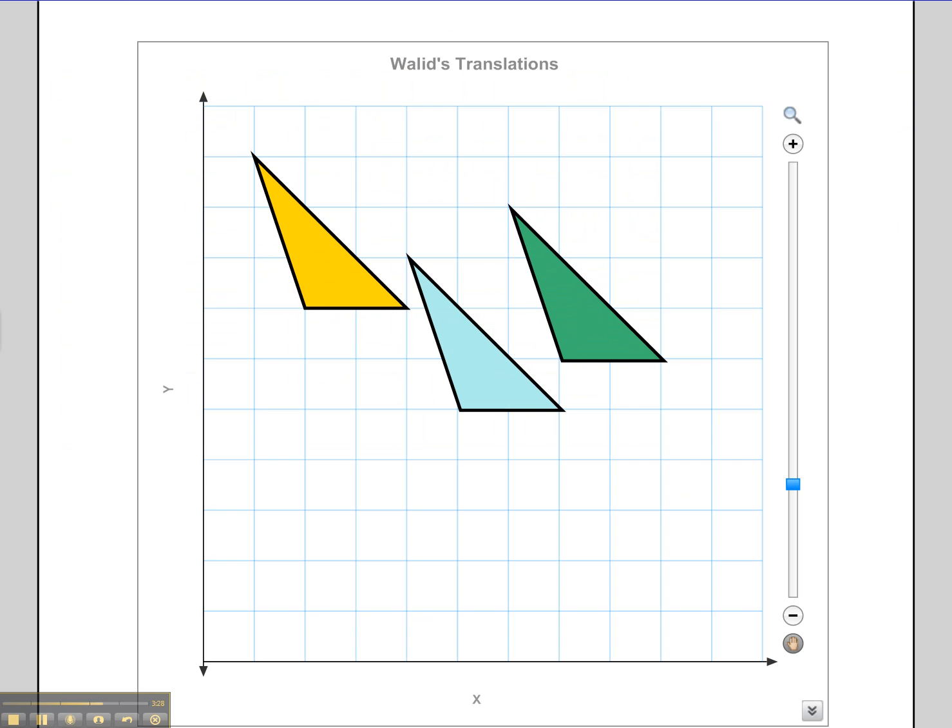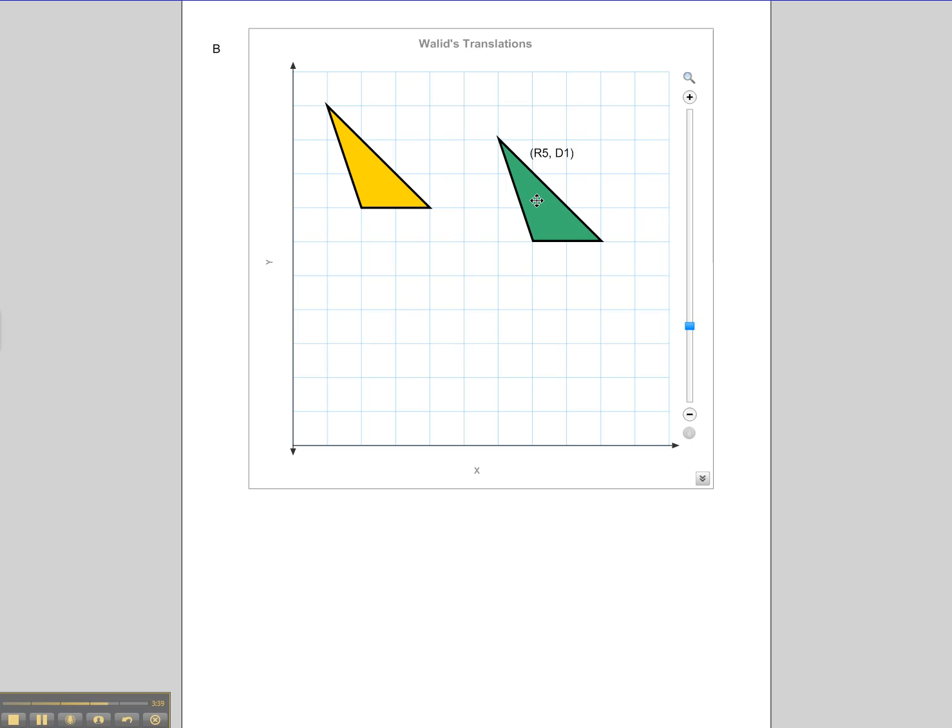Question B asks, how can Walid get the same image using one translation rule? And the answer is that he can actually translate it by going right 5 and then down 1. And this will put his green triangle in the same spot as in the previous one.